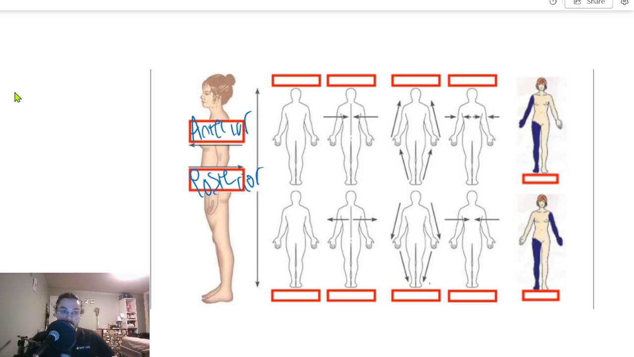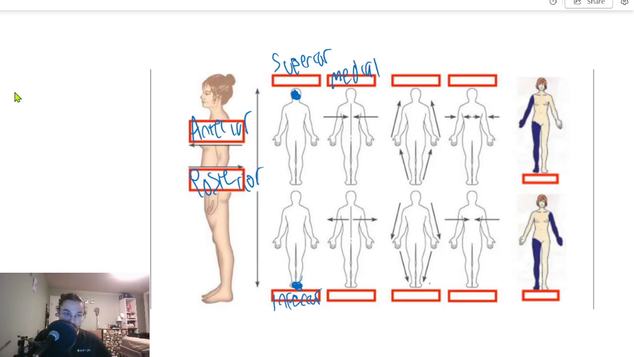All right. Now let's talk about, this is referring to anything closer to the head relative to the other thing you're describing is superior. Anything closer to the feet relative to what you're describing is inferior. Okay. Now, what about if you're going closer to the midline? If you're adducting, that's going to be medial.